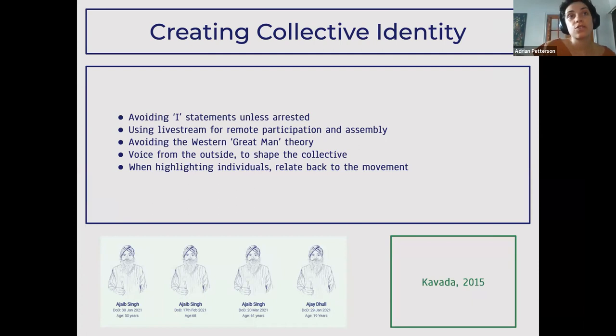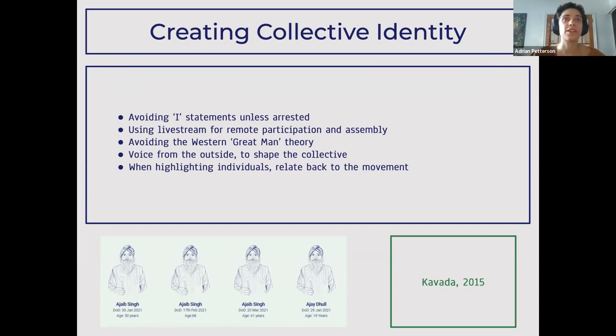They also use live stream for remote participation and assembly. This is another great tool that a lot of social media has, where you can allow people who may have access needs or maybe are farther away from the movement to access that democratic decision-making through a live stream platform.